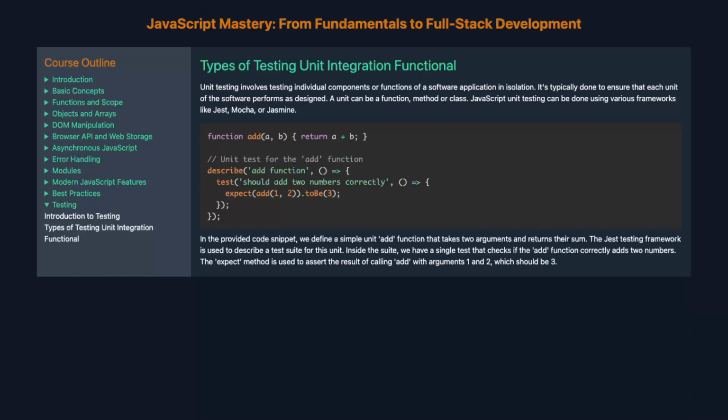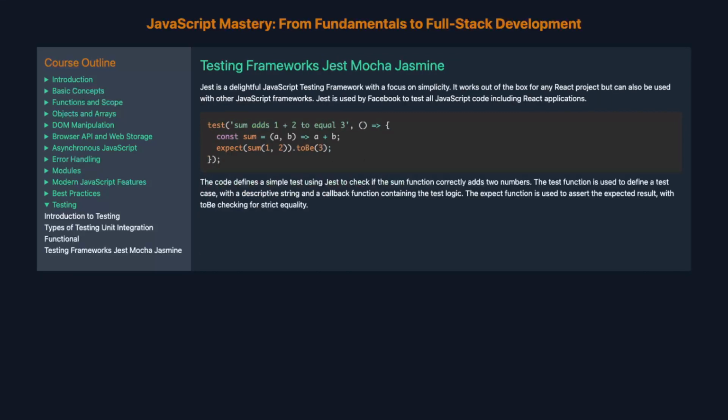In the provided code snippet, we define a simple unit add function that takes two arguments and returns their sum. The Jest testing framework is used to describe a test suite for this unit. Inside the suite, we have a single test that checks if the add function correctly adds two numbers. The expect method is used to assert the result of calling add with arguments 1 and 2, which should be 3.